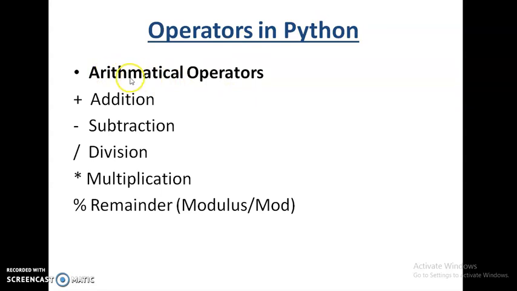So, the first type of operators are arithmetic operators. Very easy. We all know which are the arithmetic operators used in mathematical calculation: addition, subtraction, division, multiplication, and this one which is mostly used in programming, the remainder, popularly called modulus or mod, and that is represented by the percentage symbol. Now let us see the working of all these operators one by one in the Python shell.